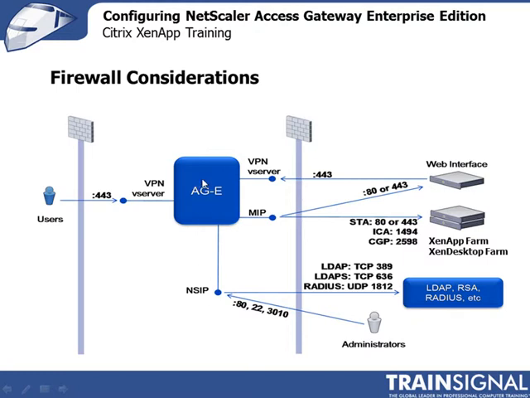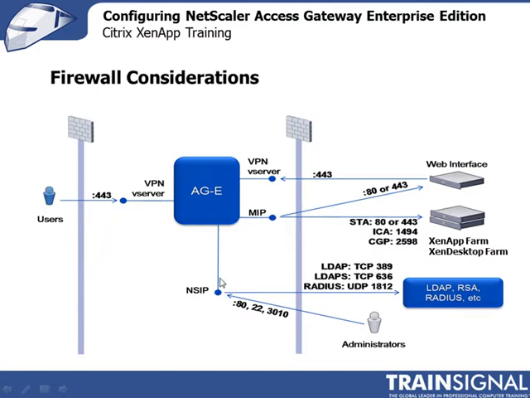Now, from the NetScaler itself to the inside, you will need the following if you're trying to configure LDAP, LDAP secure, RADIUS, so on and so forth, RSA, whatever the case might be. That is also coming through the NetScaler IP address. So all authentication comes through the NetScaler IP address. So this way, these are the ports that you would need to have open.